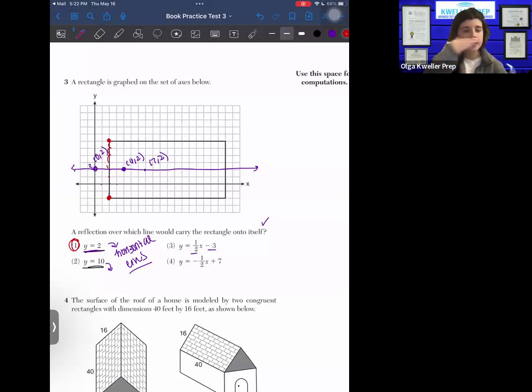And that makes sense because at y equals 2, we cut the rectangle exactly in half, right? We've got 4 units this way and 4 units this way. So when we reflect across that line, the rectangle just carries onto itself.